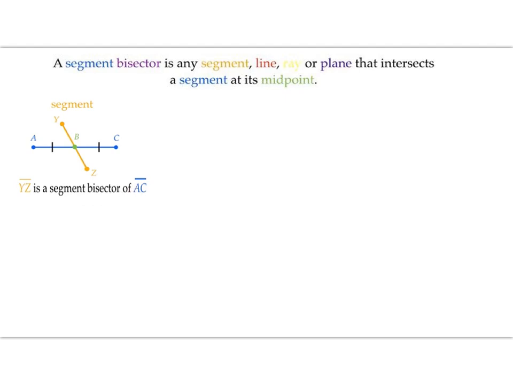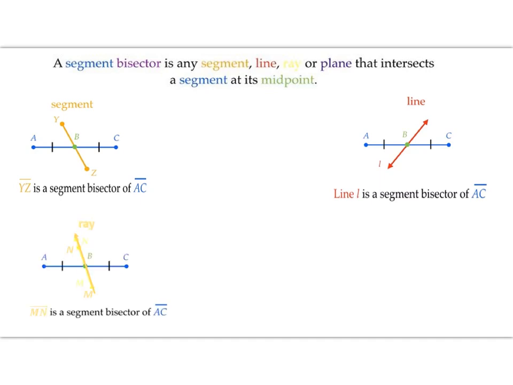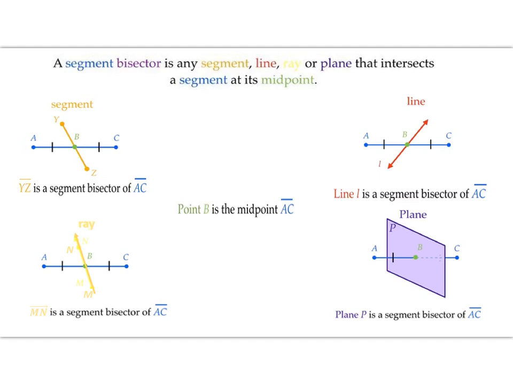We can also have lines that bisect. So here we have line L bisecting segment AC. We can have a ray, so ray MN is bisecting segment AC. And we can have planes bisecting segments. And so we have plane P is a segment bisector of segment AC, and the point of intersection is B for all of these figures.